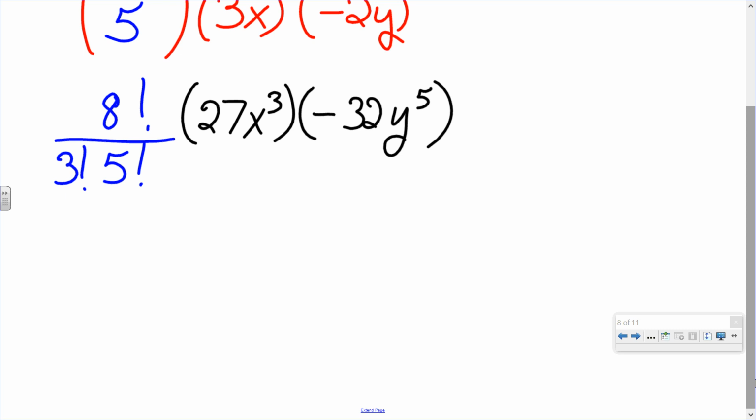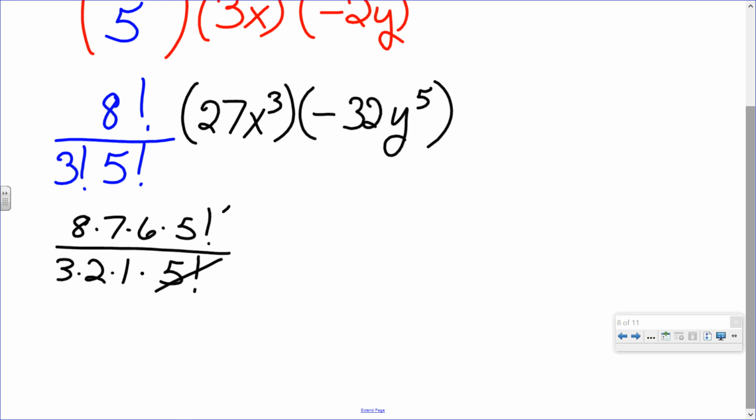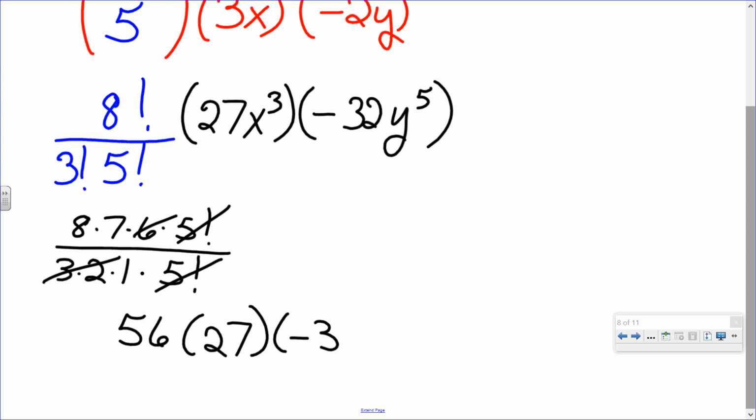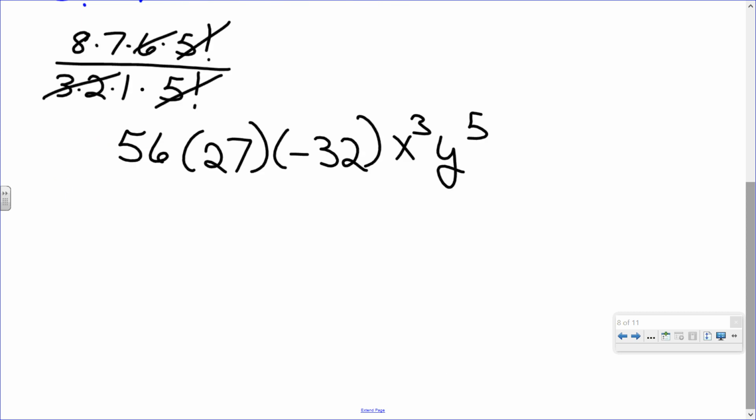If we simplify the factorial, we have 8, 7, 6, 5, 4, 3, 2, 1 over 3, 2, 1 times 5, 4, 3, 2, 1. The 5, 4, 3, 2, 1 cancels. The 3 times 2 cancels with the 6. So we are looking at 56 times 27 times negative 32 times x cubed y to the 5th. So final answer, punch this into the calculator, and we get negative 48,384 x cubed y to the 5th.